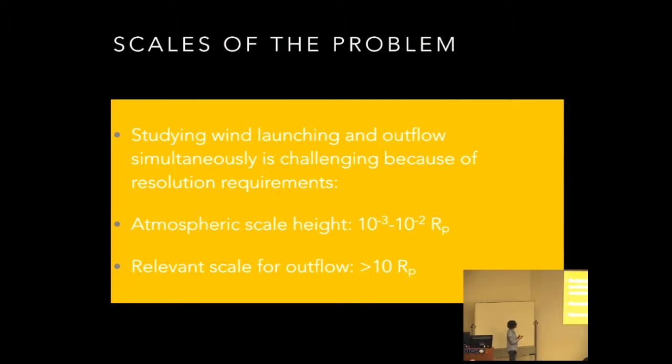And so just to give you a sense of scales, if you want to resolve the upper atmospheric scale height, that means that your resolution element in your simulation needs to be 1,000th or 100th of a planetary radius. And if you want to see what the flow is doing on larger scales that's going to affect your observations in transmission spectroscopy, you need to follow that flow on scales up to, say, 10 planetary radii. And so now you're talking about, say, 3 or 4 orders of magnitude in dynamic range that you have to be able to resolve in your simulation if you really want to understand this problem. And so that's a challenge. So how do we go about doing that?